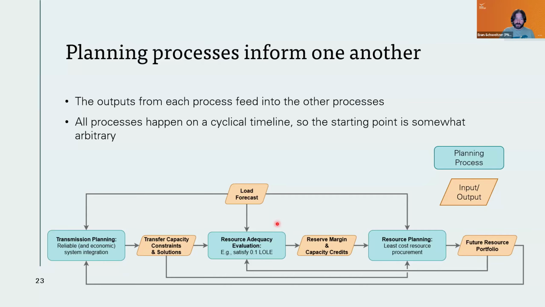And so the idea is that we have, for example, our transmission planning. It is ingesting a load forecast. It is ingesting a future resource portfolio from some resource planning process that happened previously. And through that, it is generating some transfer constraints that it is observing in the system, as well as potential solutions for that. Those are then fed into both the resource adequacy evaluation as well as the resource planning for that future cycle. And so you can see how these are all very much intertwined, but there is a time separation between them.